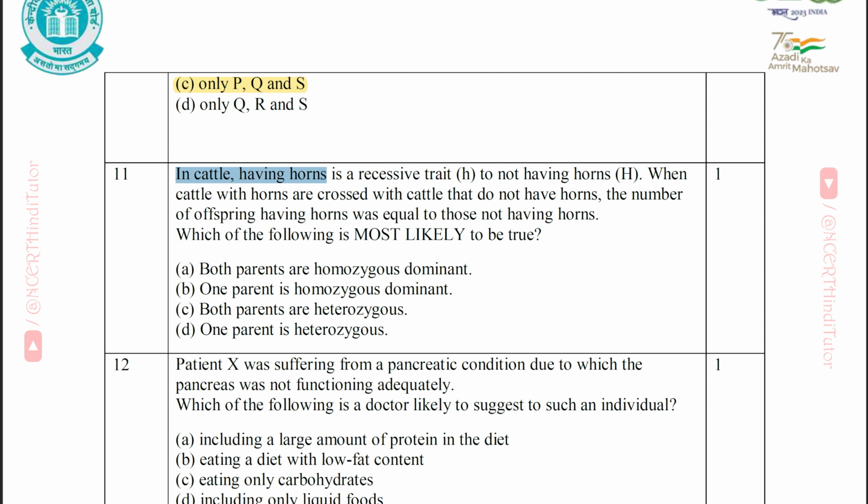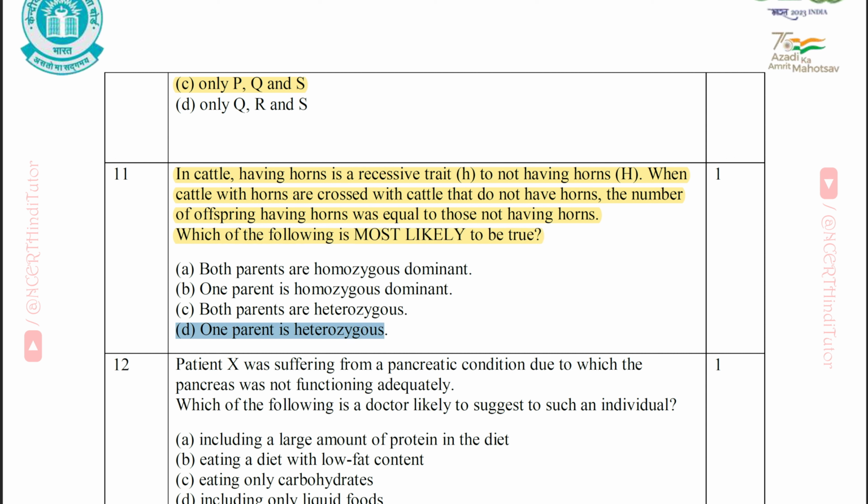In cattle, having horns is a recessive trait to not having horns. When cattle with horns are crossed with cattle that do not have horns, the number of offspring having horns was equal to those not having horns. Which of the following is most likely to be true? Answer D.